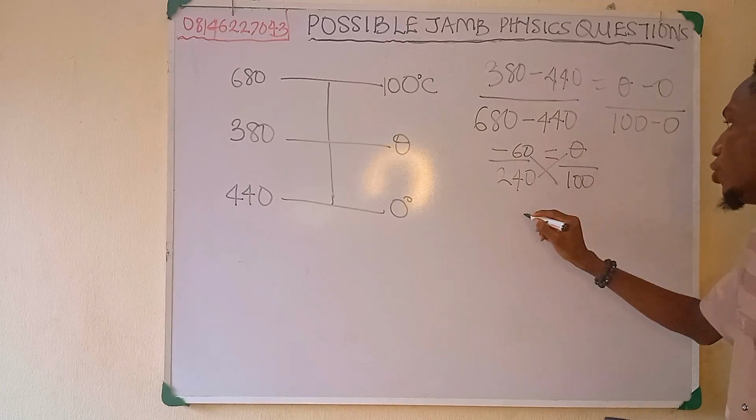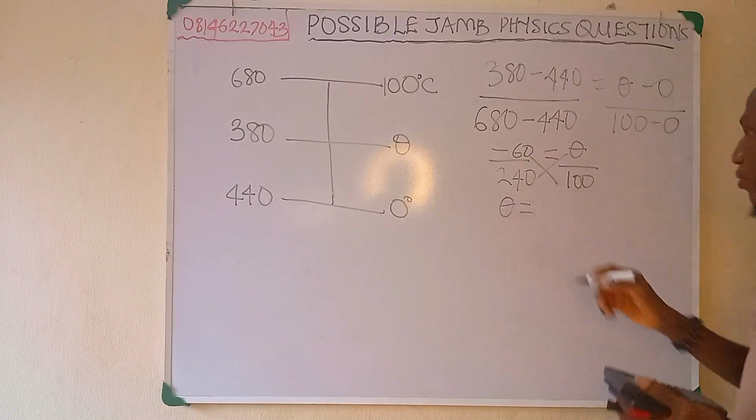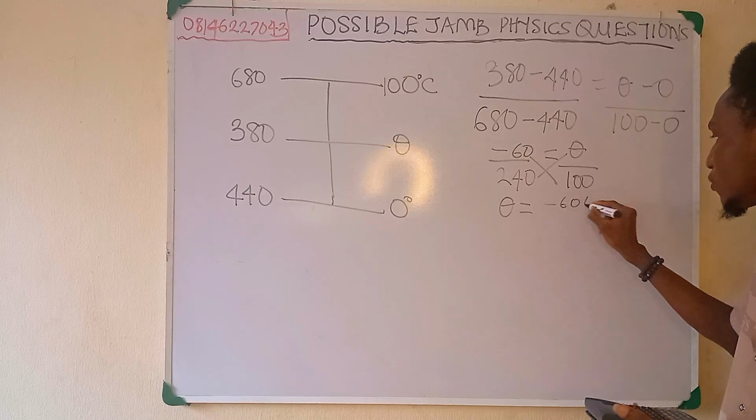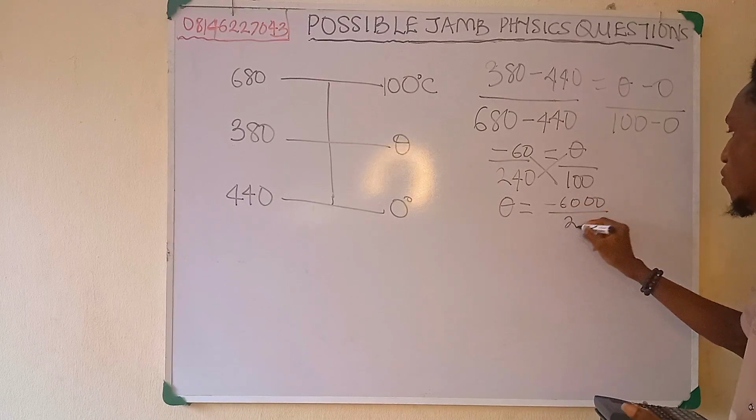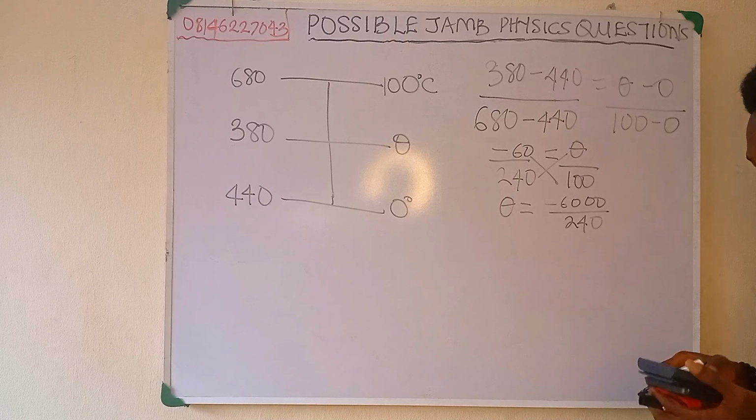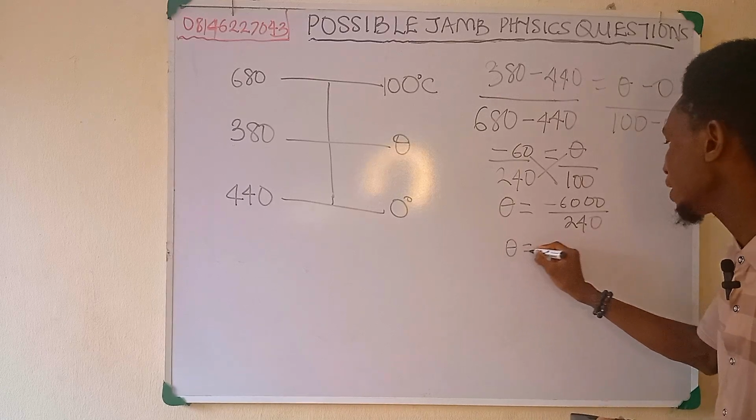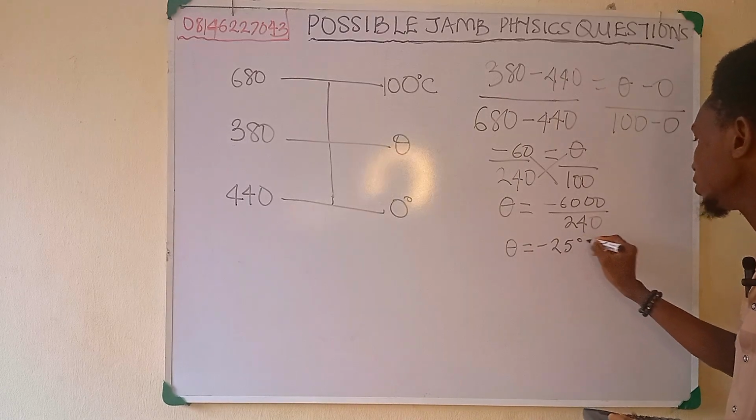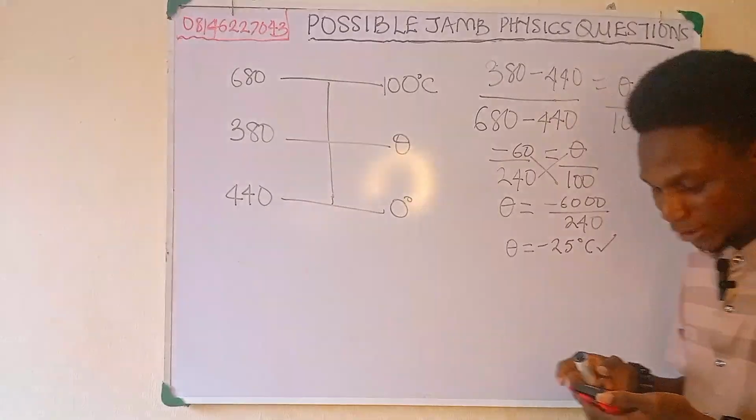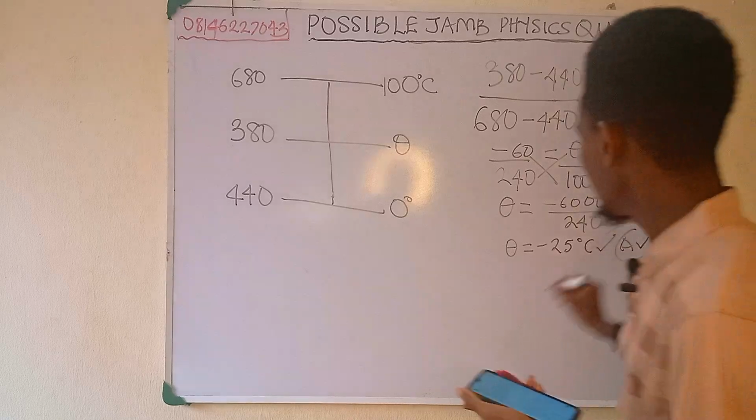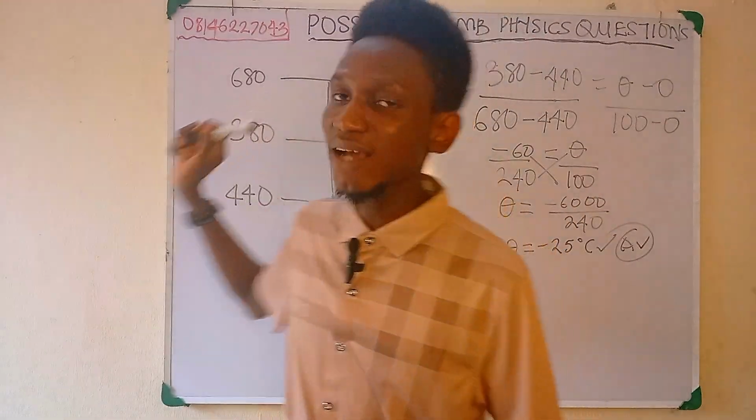Now I want to cross multiply. You're going to get theta equal to 100 times minus 60. Don't be afraid of the negative sign. So we have minus 6,000 divided by 240. 6,000 divided by 240 gives you 25. So we have theta equals minus 25 degrees Celsius. Now, is that in the options? Okay, yeah, option A is correct. Option A is correct.